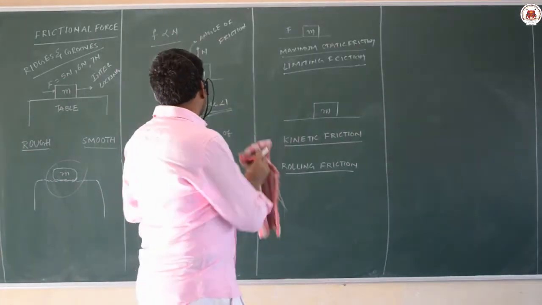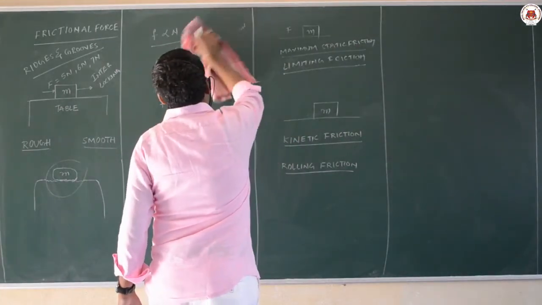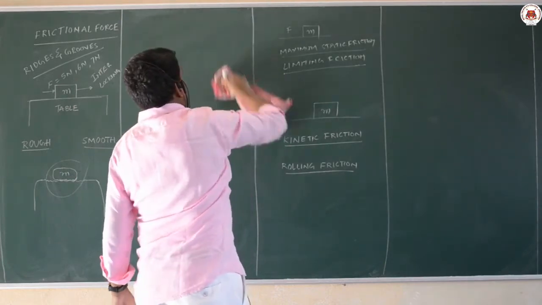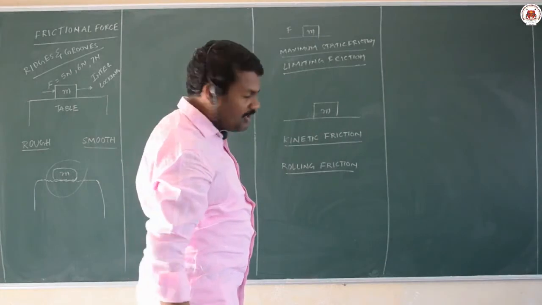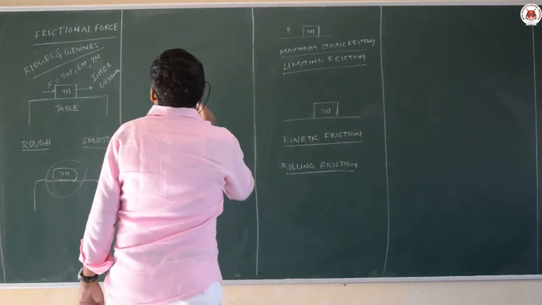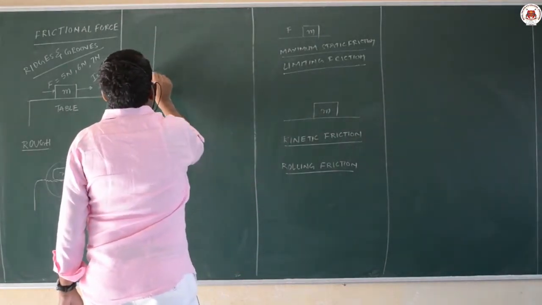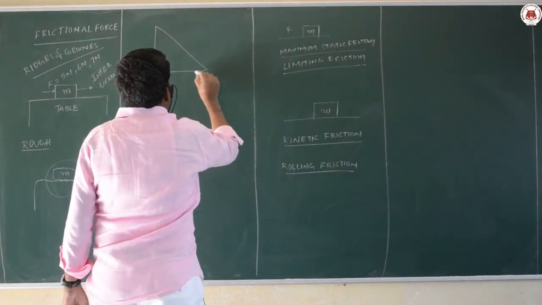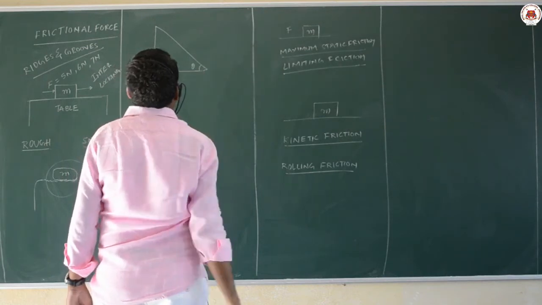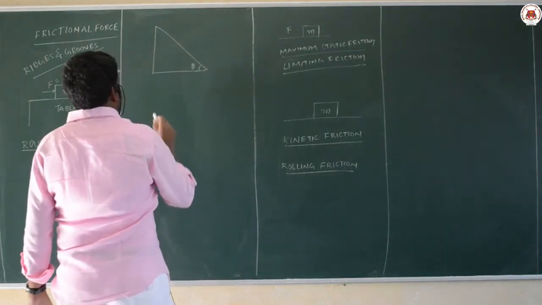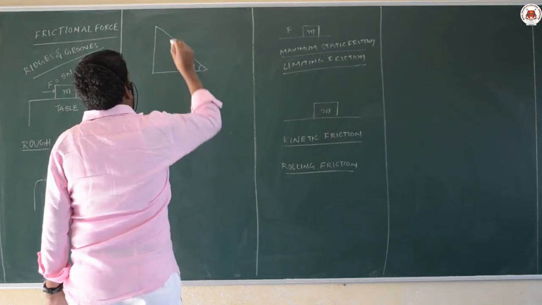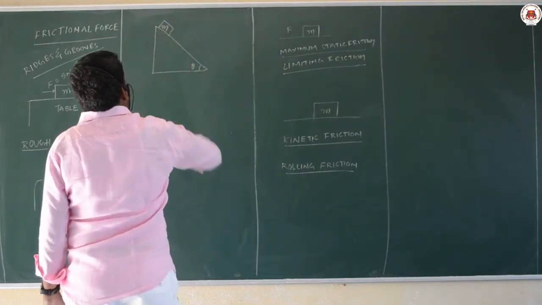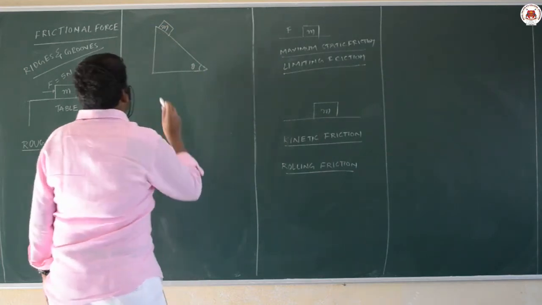First, the motion of a body on an inclined plane. We will take a rough inclined plane. There is an inclined plane of inclination theta. A body of mass m is sliding down the inclined plane.